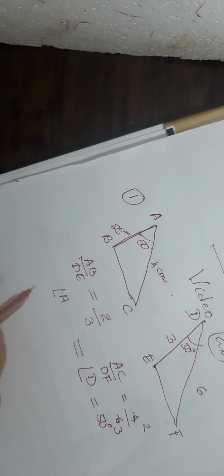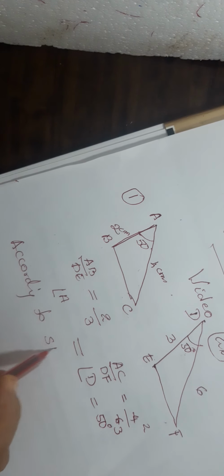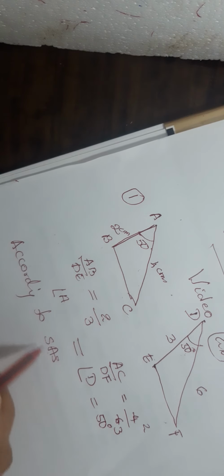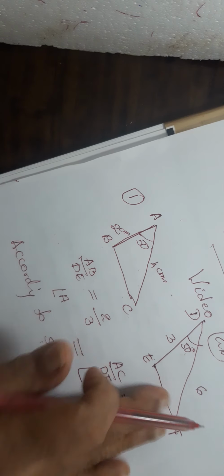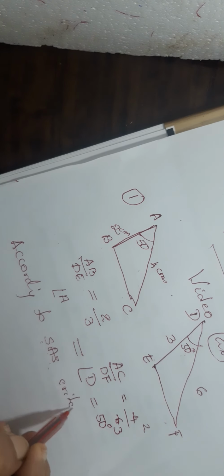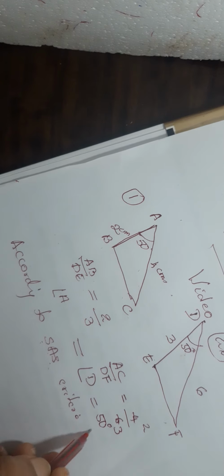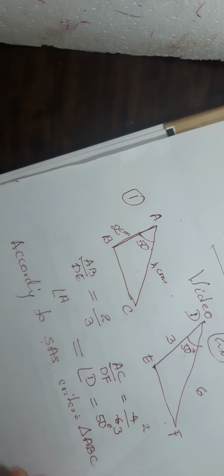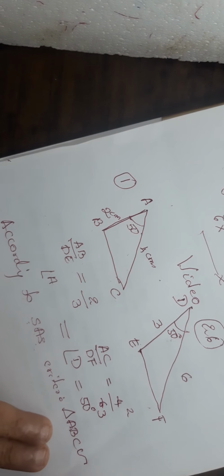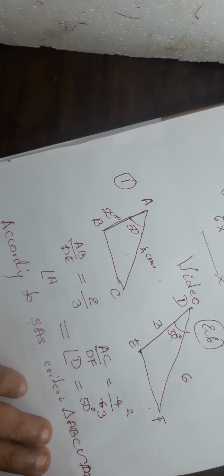See, here according to SAS, two sides and the included angle between them. So you can see in the figure also, it is very clear. So according to the SAS criteria, these two triangles are similar. So triangle ABC, I hope you know the similarity symbol. It is just like this. I hope you remember when I taught you in the very beginning. So triangle ABC is similar to triangle DEF.